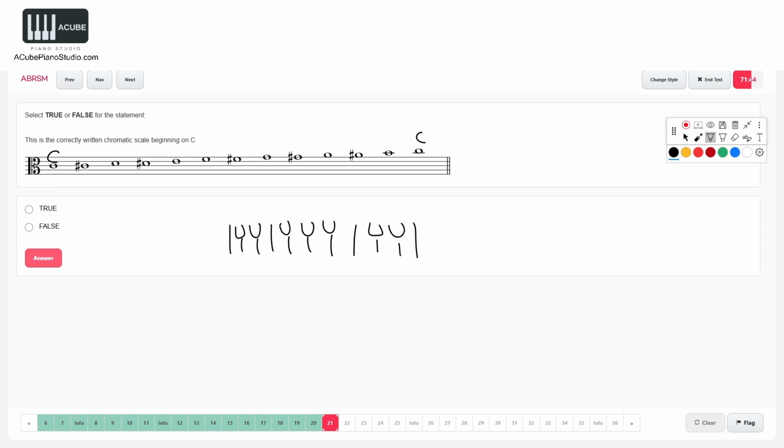So this is C, this is C sharp, yes, it goes up by a semitone. This is D, yes. This is D sharp, yes. This is E, correct. F, good. F sharp, good. G, correct. G sharp is here. A, yes. A sharp, yes. B, C. So from one note to the next, I move up by a semitone. So this is the correctly written chromatic scale starting with C. So it is true.